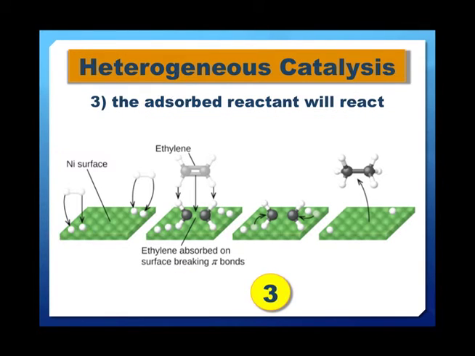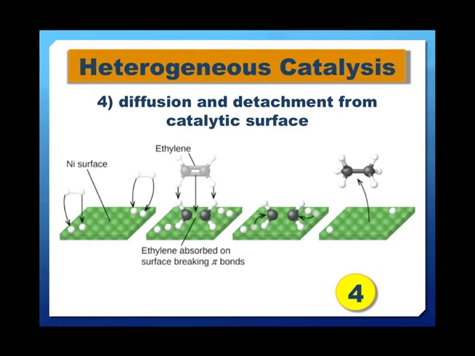Next, once the adsorbed reactant is activated, the reaction will take place. This is the part where the hydrogen atoms diffuse around the nickel until they find a substrate, at which point they will form new bonds to the carbon atoms. Lastly, diffusion of the product will take place, where it will detach from the nickel surface and return to solution.